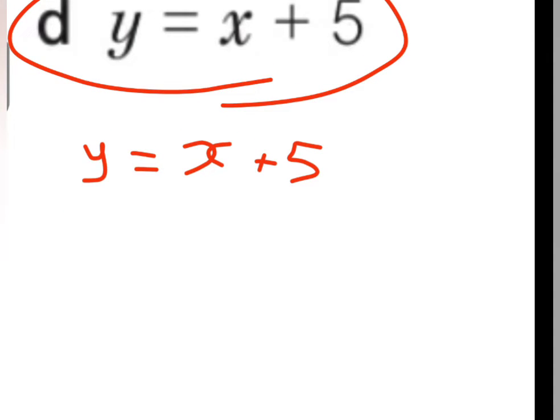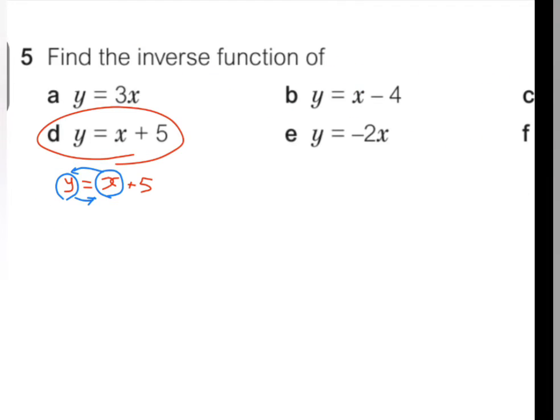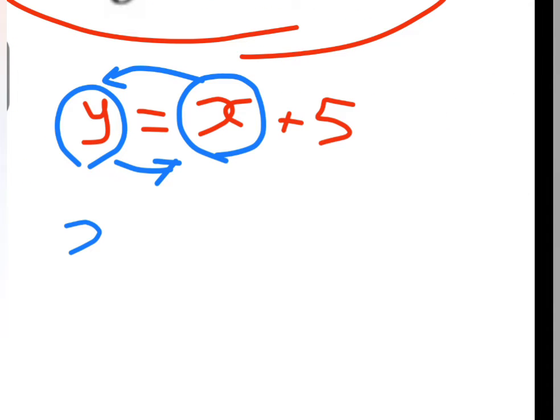First step is what? Very good. Replacing the x and the y by each other. Focus on the first step. If you do the first step correctly, you'll find the answer in no problem. So x, let's do it here. X equals y plus 5.